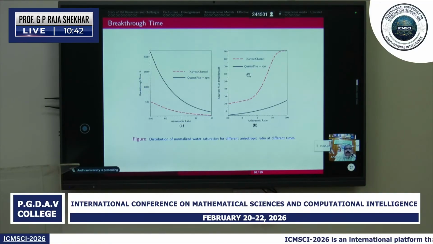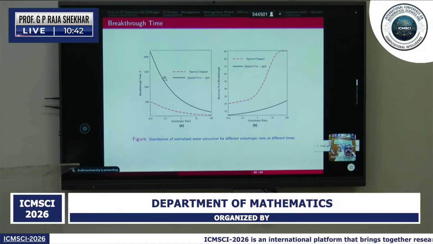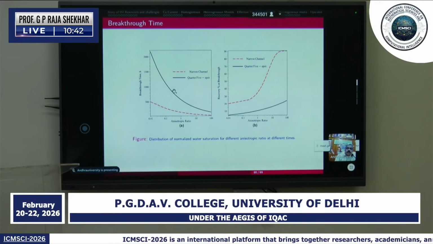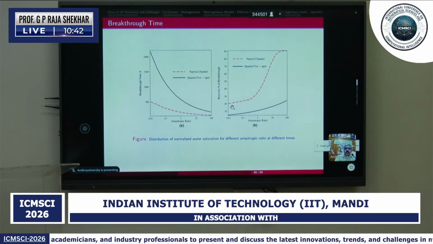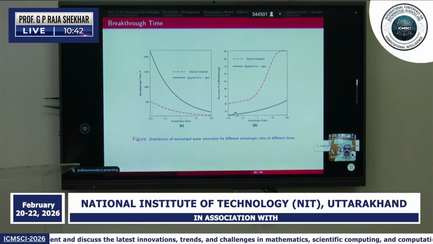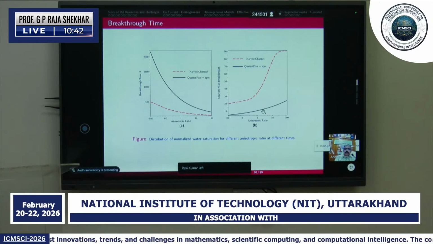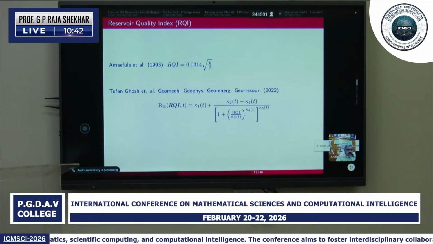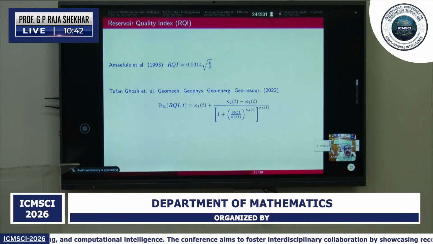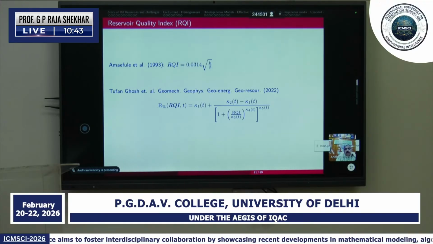So we are interested in estimating breakthrough time, and we are interested in recovery percentage at breakthrough time. Okay, so that is understood. For the narrow channel, recovery percentage is high, but for the quarter five-spot, it is very low with the anisotropy ratio. But we are interested in classifying the reservoirs with some correlations. That's what we have done. Based on these correlations, we have estimated the quality of a reservoir.